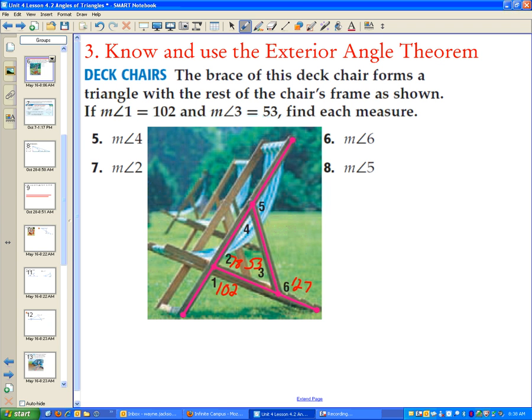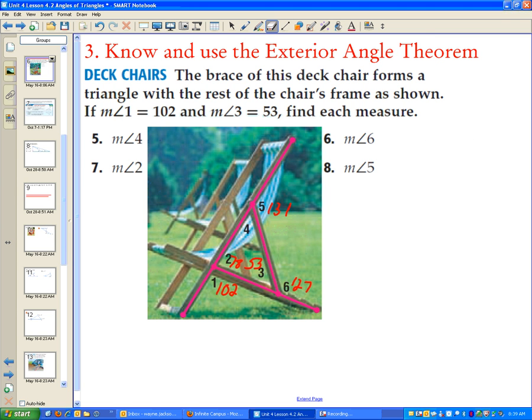Okay. Now, let's get angle 5 next. Let's use the exterior angle theorem to get angle 5. Angle 5 is an exterior angle of this triangle, so its measure is equal to the sum of the measures of the remote interior angles. So the measure of angle 5 is equal to 78 plus 53. What is 78 plus 53? 78, 53, 131.